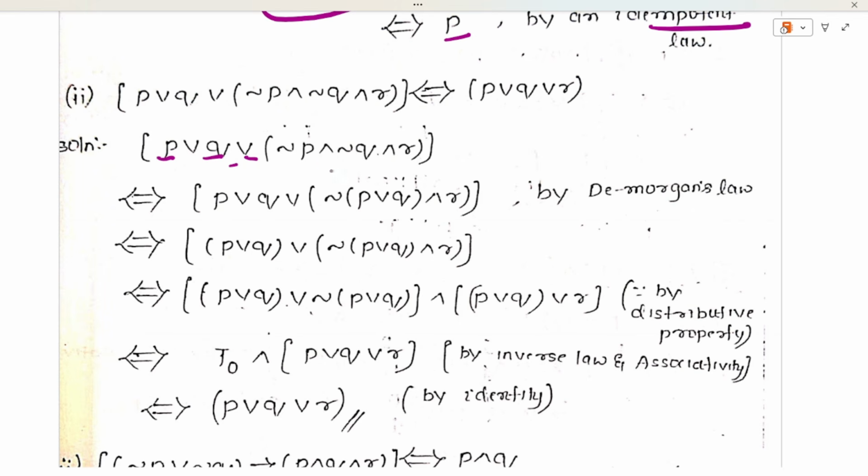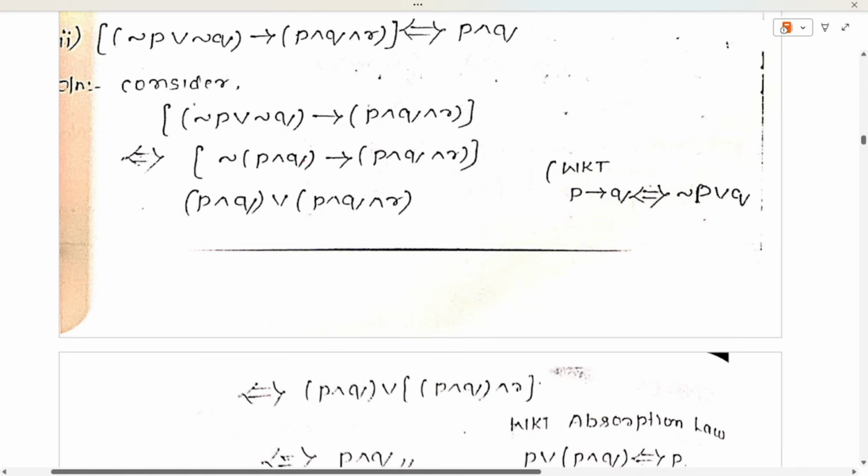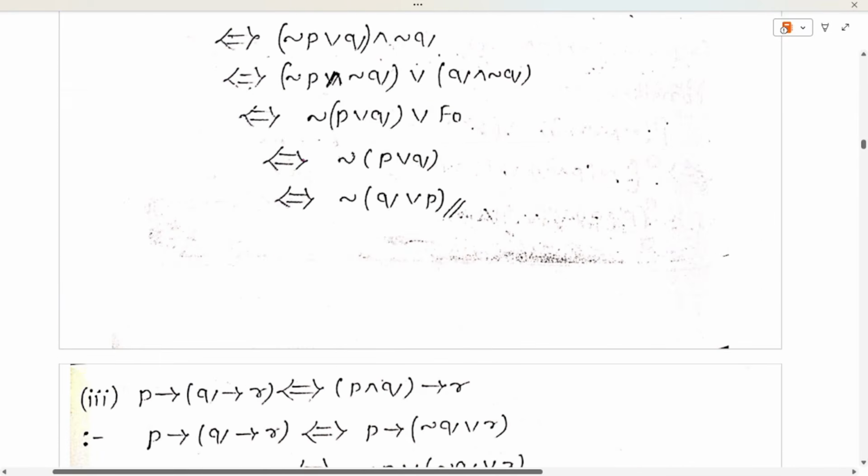And here also you can see P or Q or negation P and negation Q and R. If you apply De Morgan's law, the or changes to and, and the negation is applied to both of these. Then by the inverse law and associativity, you get P and Q or R by the identity law. Next, you can solve these types of problems again.